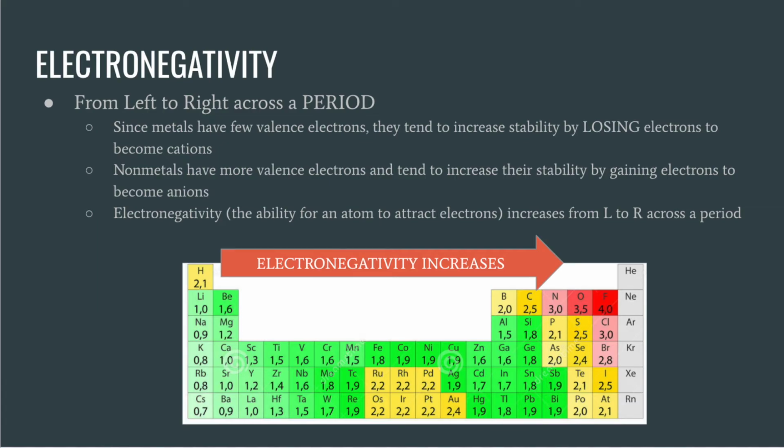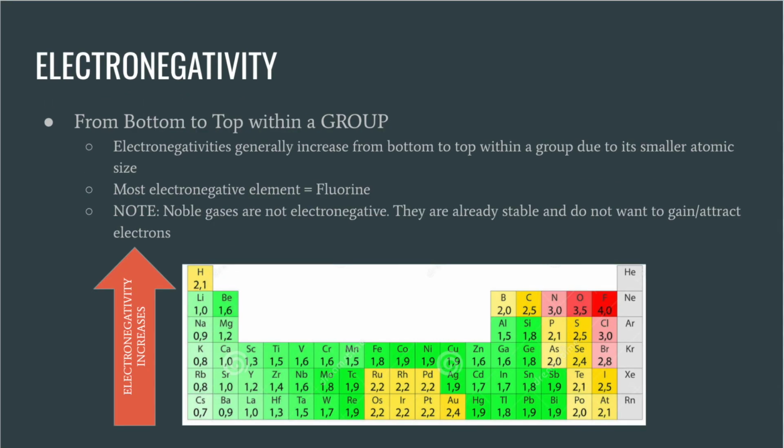That means that our nonmetals really want to gain electrons. They are really more attractive to electrons, versus our metals on that left-hand side, which would much rather lose an electron, so they're not going to be as attracted to an electron. Therefore, we will see electronegativity increase as we're going from left to right across a period. Electronegativity is generally also going to increase going from bottom to top within a group due to its smaller atomic size.